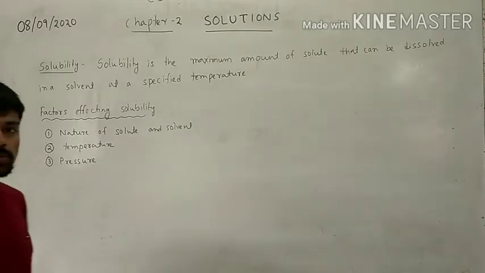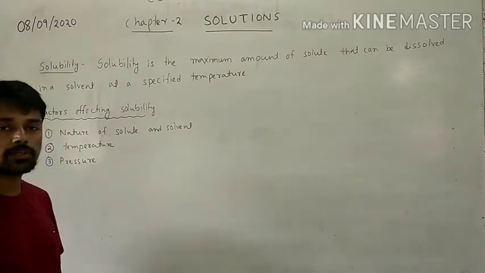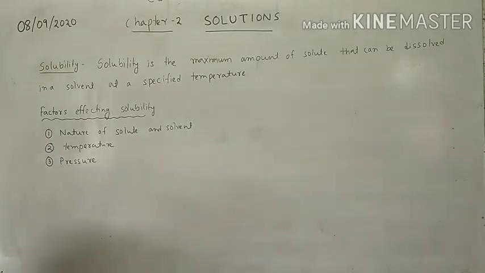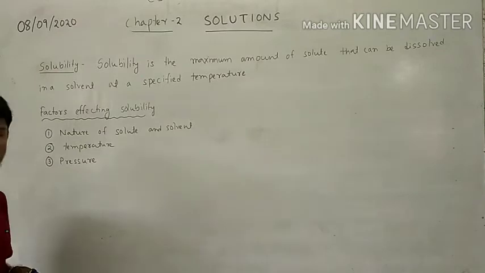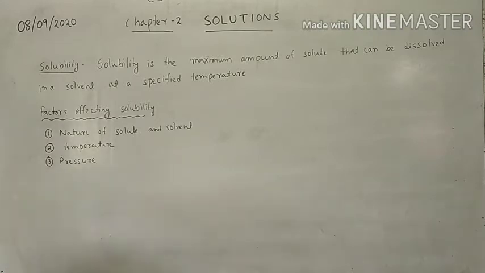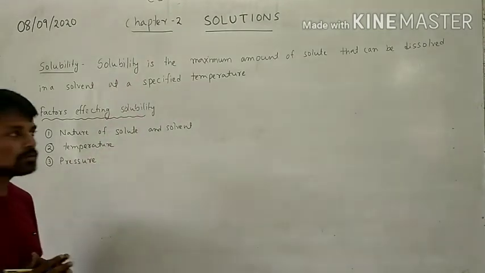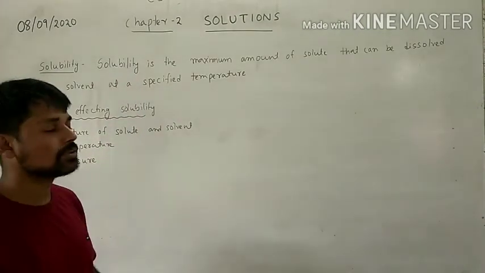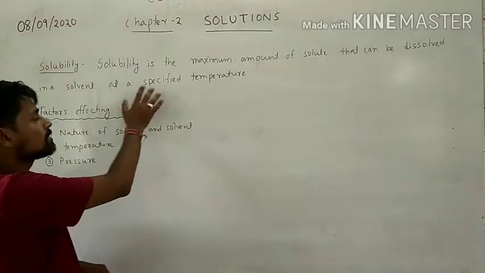In this class, we will continue our study on chapter number 2, that is Solutions. In this chapter, we are going to discuss solubility. So let us first see what is solubility. Solubility is the maximum amount of solute that can be dissolved in a solvent at a specified temperature.